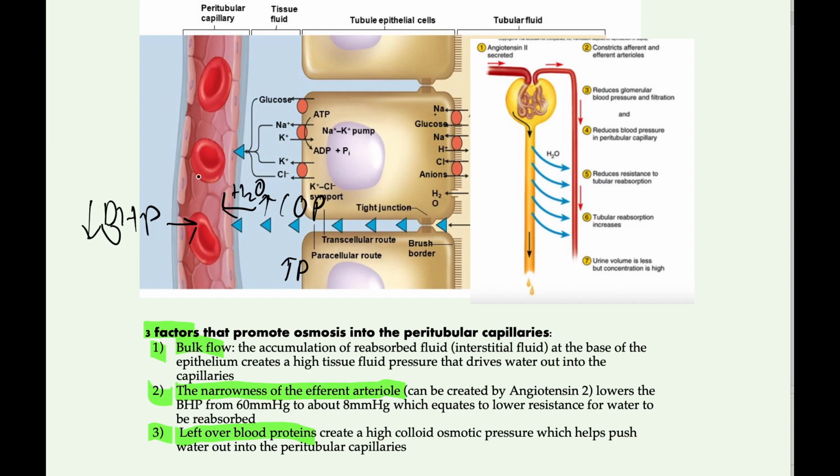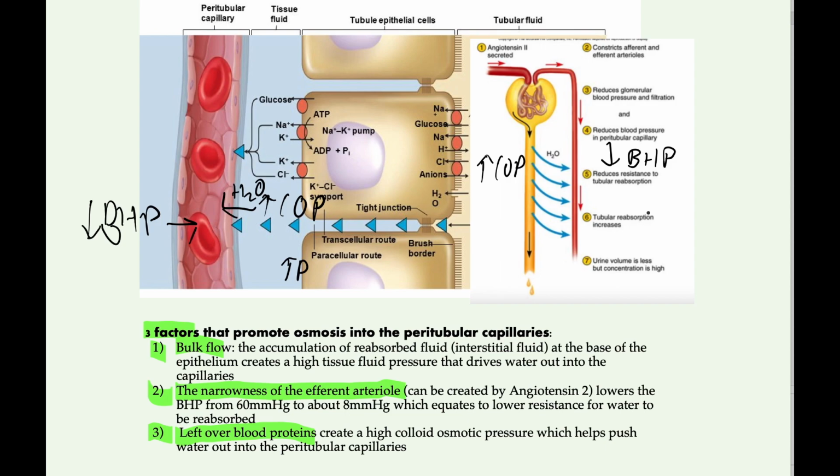So now let's talk about the influence of angiotensin II secretion on the uptake of peritubular capillaries. We'll start with angiotensin II being secreted, then there's a constriction of the afferent and efferent arteriole, more of the efferent arteriole, which reduces glomerular blood pressure and filtration, and reduces the blood pressure in the peritubular capillaries. As I discussed before, there will be a low blood hydrostatic pressure, which reduces resistance to tubular reabsorption. And the high colloid osmotic pressure influences the water to push through into the peritubular capillaries.